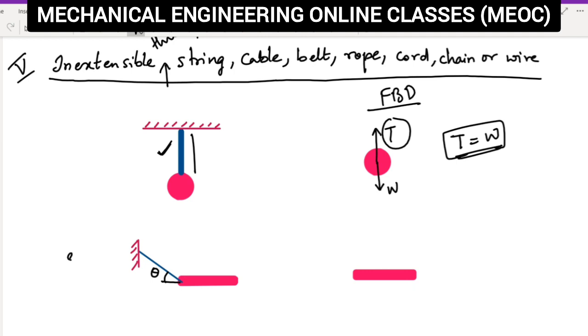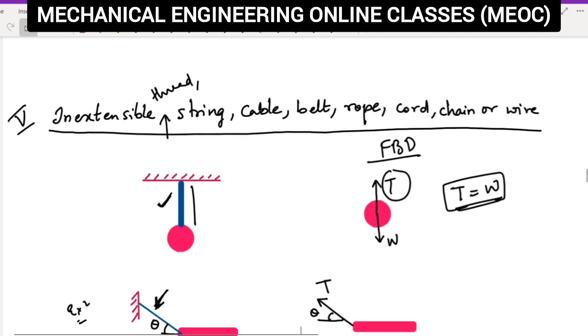But in this particular example, we can see that there is a thread which is inclined at theta from horizontal. Naturally, when we are talking about the FBD of the object, tension is a pull force, so it will always be away from the object only. The line of action of this tension will be along the line of the thread. The thread is at theta from horizontal, so our T is also at theta from horizontal. So this is how we take down the tension. These are the support reactions from the string, thread, cable, belt, rope, cord, chain or wire.